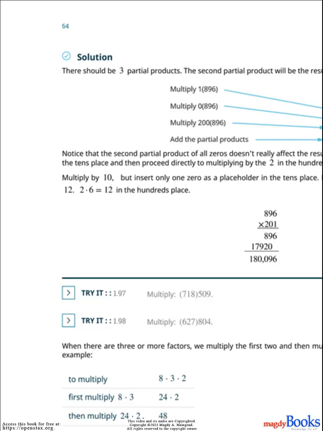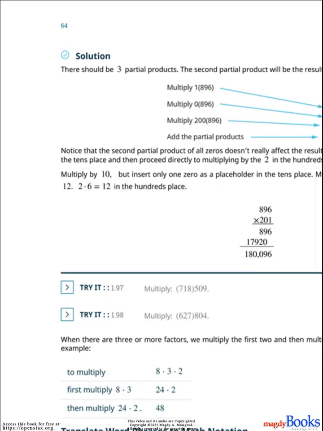Try it 1.97. Multiply (718)509. Try it 1.98. Multiply (627)804.